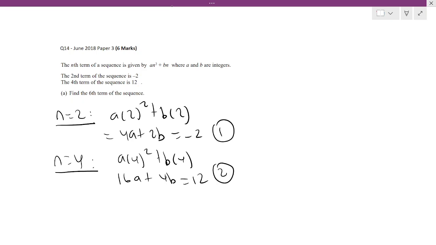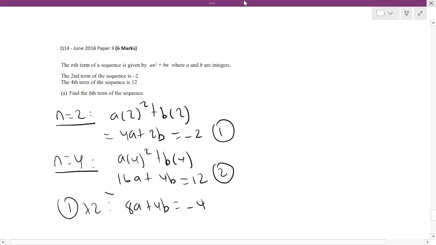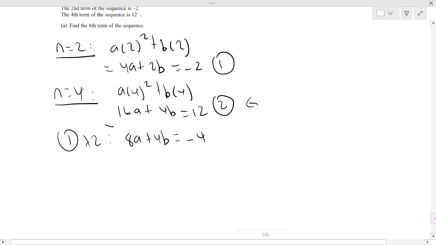You can substitute, but I think the best way here is to spot that if we double the first equation, we're going to get 8a add 4b is going to be -4. But then can't we just subtract this one from the second equation? Well, 16a minus 8a will get us 8a. And then 4b minus 4b will go to 0. So we cancel out the b. So then 8a is going to be 12 minus -4. Well, minus a negative is a positive, so it'd be 12 add 4, which is 16. Therefore 8a is 16, so a is 16 over 8, which is 2.